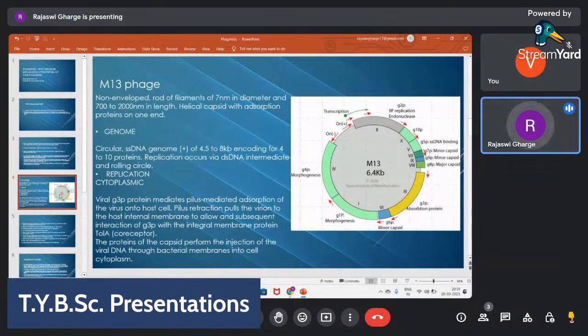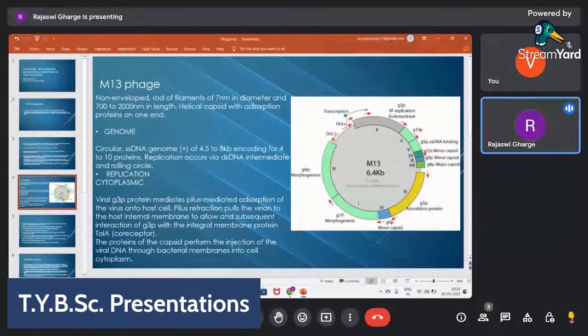M13 phage is a non-enveloped rod of filaments, 7 nanometers in diameter and 700 to 2000 nanometers in length, with a helical capsid and adsorption proteins on one end. The genome is a circular single-stranded, positive-sense genome of 4.5 to 8 kb encoding 4 to 10 proteins. Replication occurs via a single-stranded DNA intermediate and rolling circle, in the cytoplasm. The viral G3 protein mediates the pilus-mediated adsorption of the virus onto the host cell.